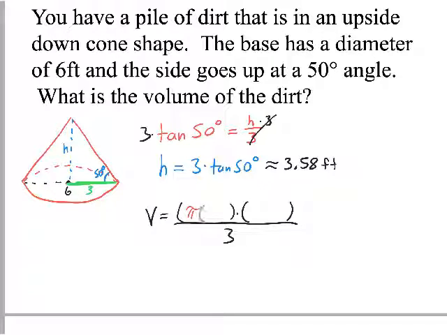So pi r squared. Our radius is 3. So the base circle is pi r squared, and the height we just calculated is 3.58. If you wanted to be more accurate, you could have put the exact height in there. Now we're going to crunch this and see what we get. You will get about 33.7 feet. And this is a volume, so it's cubic feet. So you would have 33.7 cubic feet of dirt.